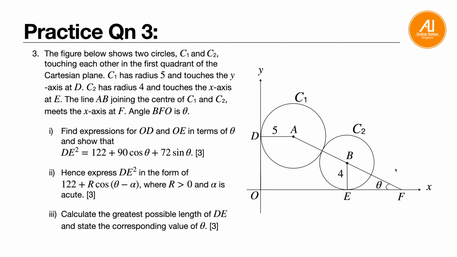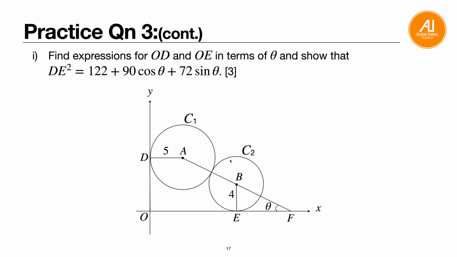So this one is slightly a little bit more complicated. So same thing, find expression for OD and OE in terms of theta, and then you need to show this statement, and then change this statement into your R formula, and then of course find the greatest value of DE and then the corresponding theta, the standard question. So just focus on the part 1 first. OD is here, OE is here. So make it a bigger one.